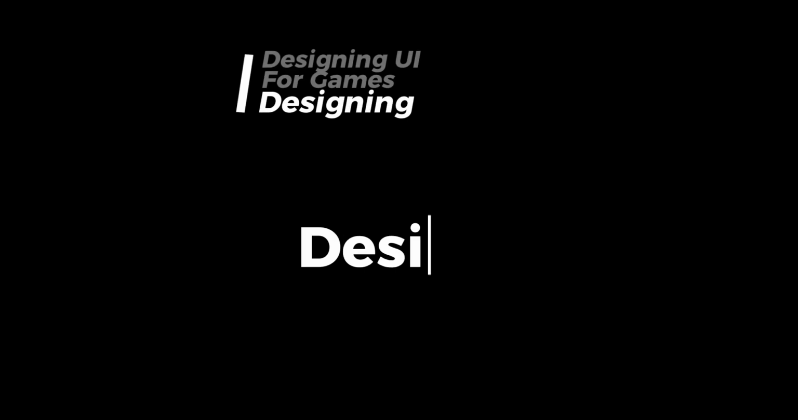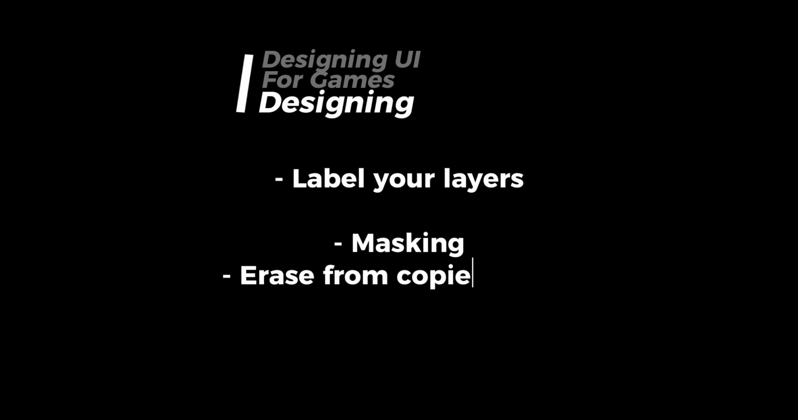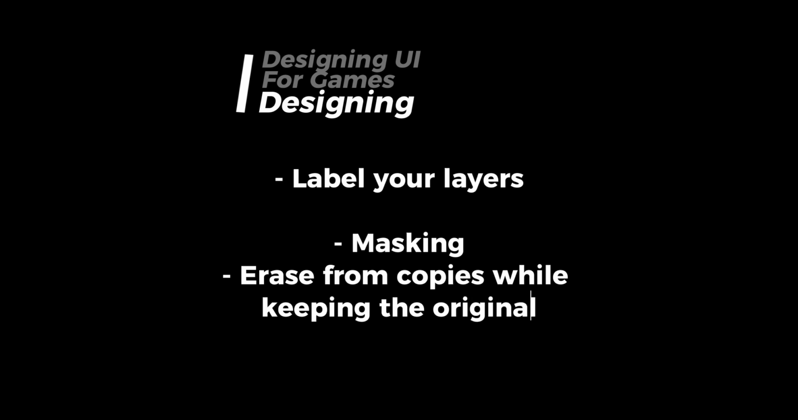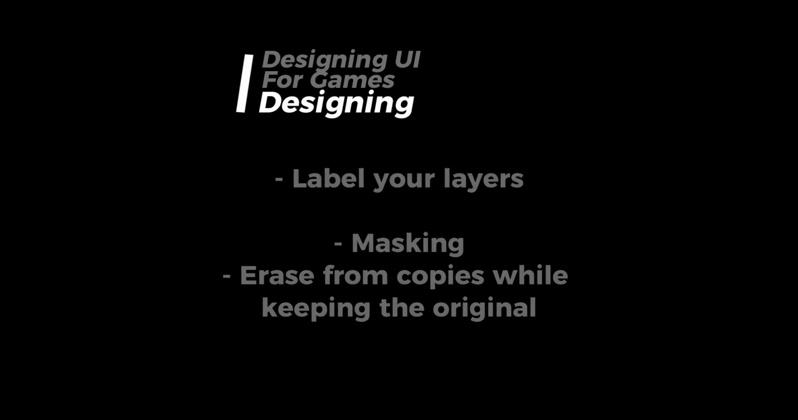In the designing stage, this is the process of creating the UI assets for your game. When drawing and designing, I recommend labeling your layers to stay organized. I also try not to erase things in case I want to keep it for later. Instead, I use masking to hide areas of sketches, or I duplicate layers and erase from the copy while keeping the original layer in case I need to go back to it.